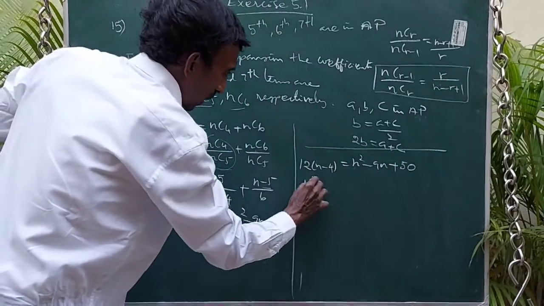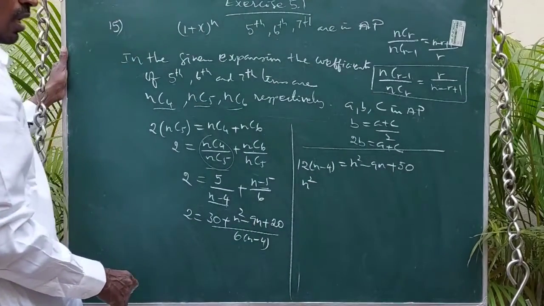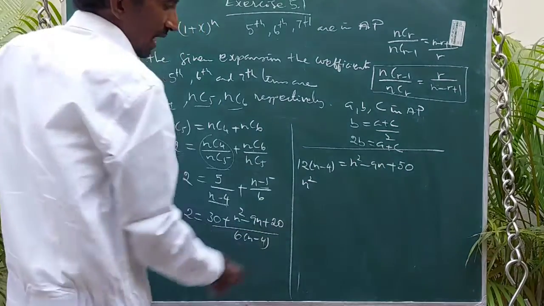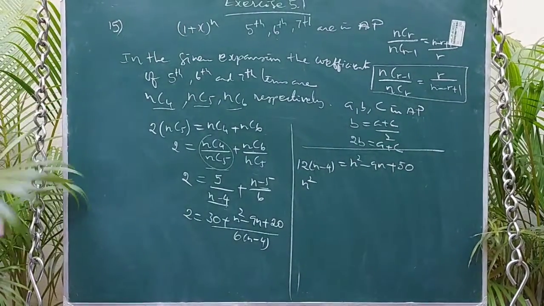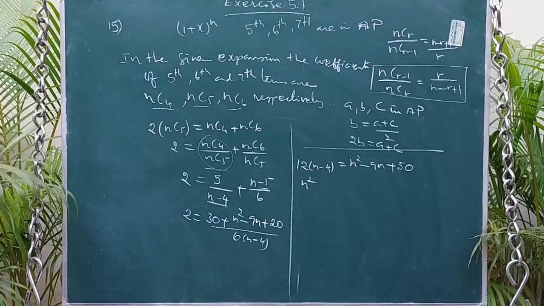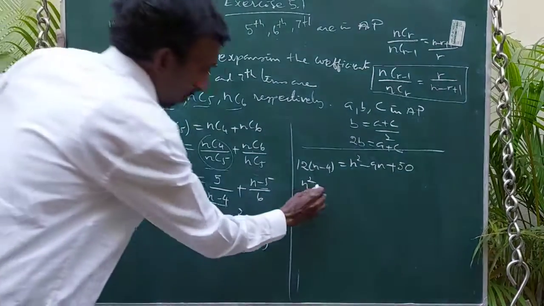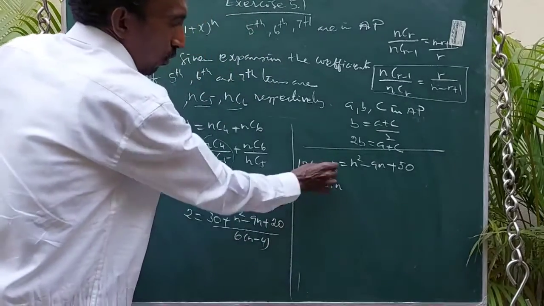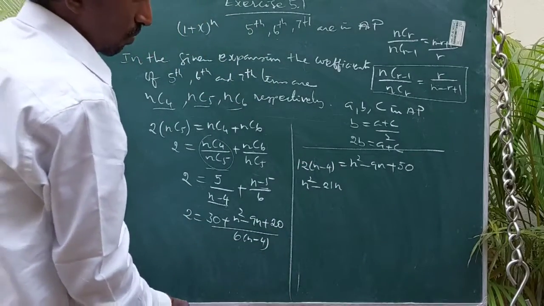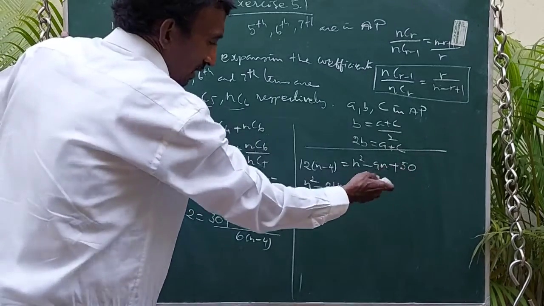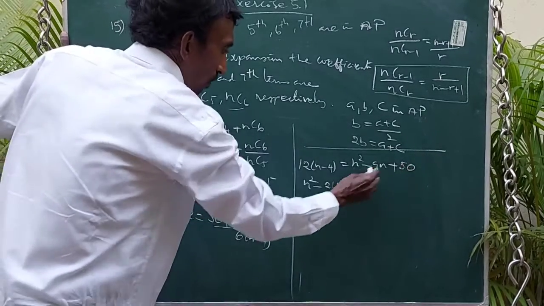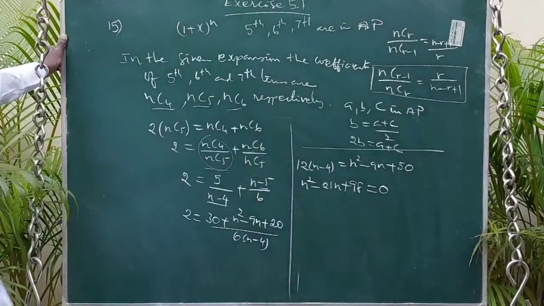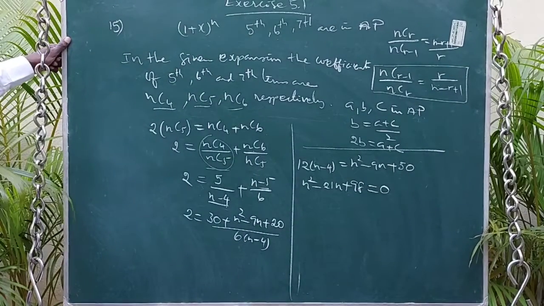Change the side, n square. What is that? 12n. We change the side, we are getting minus 9n minus 12n, that is minus 21n, and 4 12s are minus 48. If we change the side, it becomes plus 48. So 50 plus 48, 98 equal to 0. Now we got a quadratic equation in n.